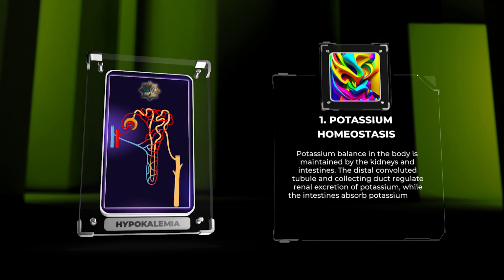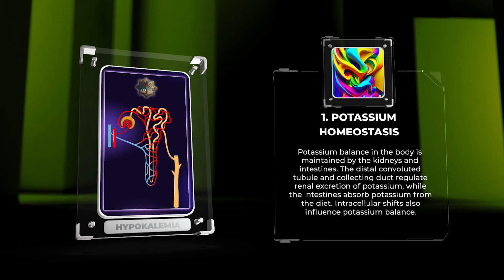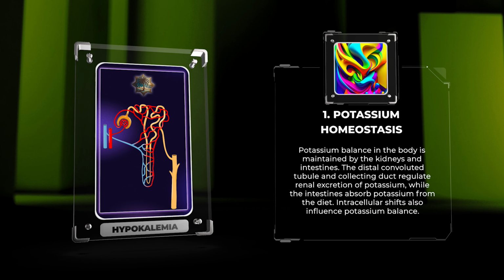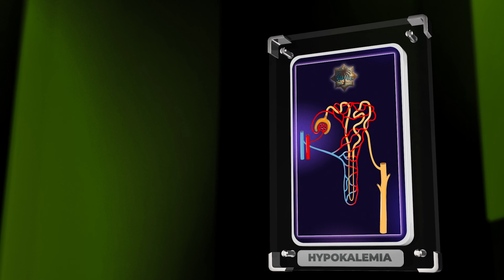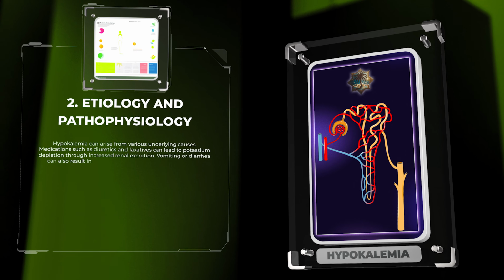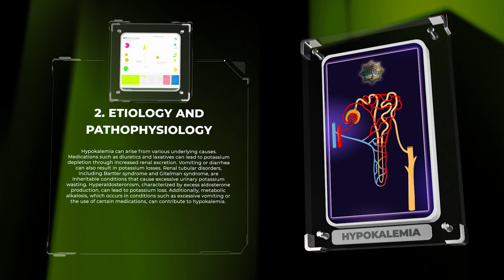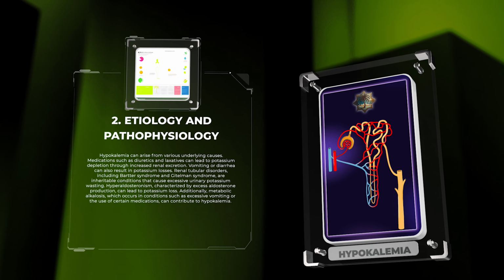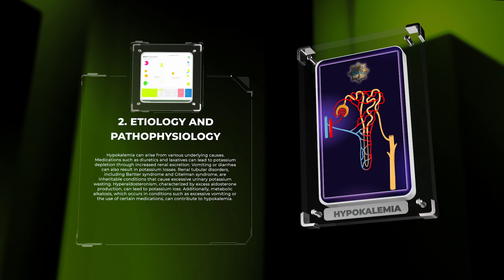The distal convoluted tubule and collecting duct regulate renal excretion of potassium, while the intestines absorb potassium from the diet. Intracellular shifts also influence potassium balance. Hypokalemia can arise from various underlying causes. Medications such as diuretics and laxatives can lead to potassium depletion through increased renal excretion. Vomiting or diarrhea can also result in potassium losses.